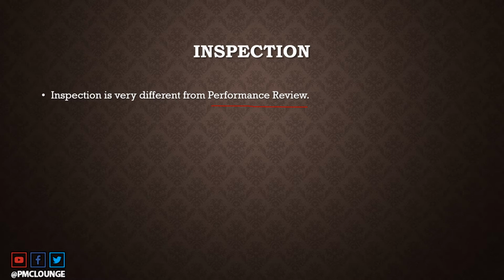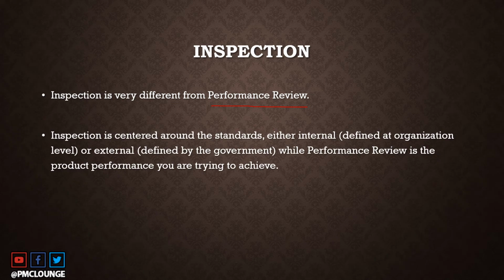While performance review focused on the performance of the product of the project, inspection is centered around the standards that your project, the product of your project or the interim deliverables of your project need to follow. So these standards could be internal, they could be defined at your organization level, or these standards could be external, they could be defined by the government. While performance review is basically the product performance that you're trying to achieve. You're trying to achieve a load time, the boot time of 5 seconds. So that is the performance you're trying to achieve.